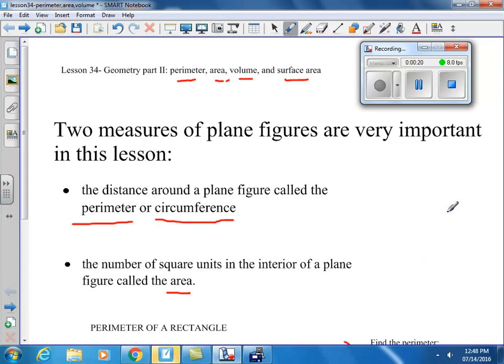So, let's have some definitions. Two measures of plane figures that are very, very important as you're heading up through that math ladder, like I said, climbing that math ladder, is the distance around a plane figure, called the perimeter or the circumference, and the area of the plane figure. So the number of square units in the interior of a plane figure is called the area. So we'll be having a heavy focus on perimeter and area, and then we'll soon look at volume as well.